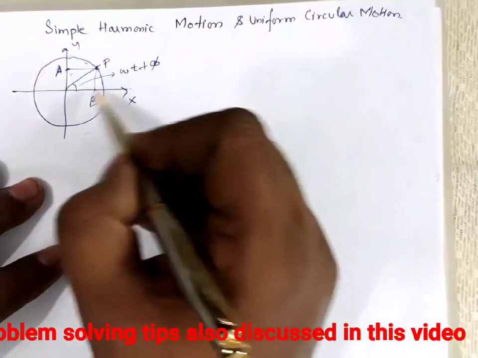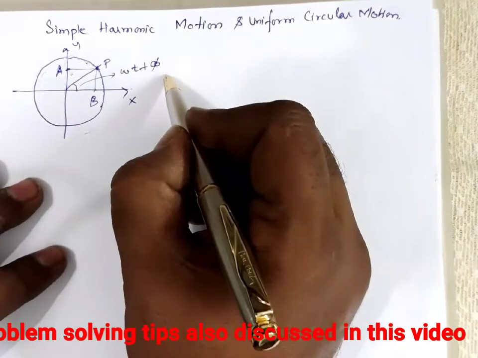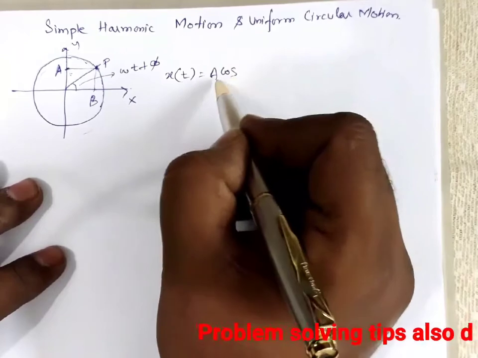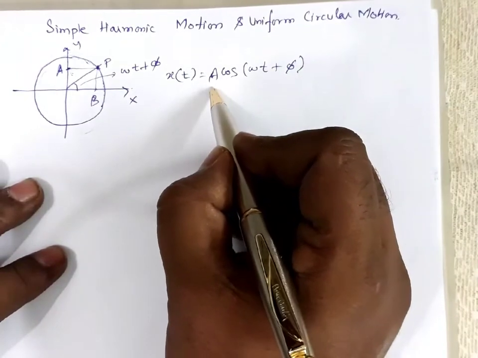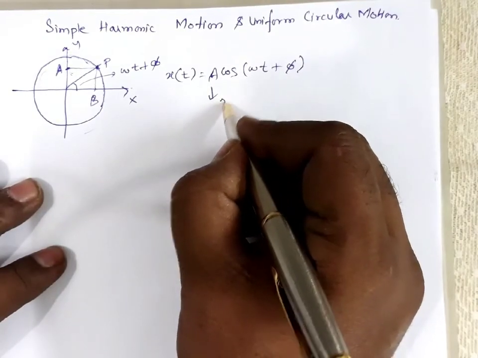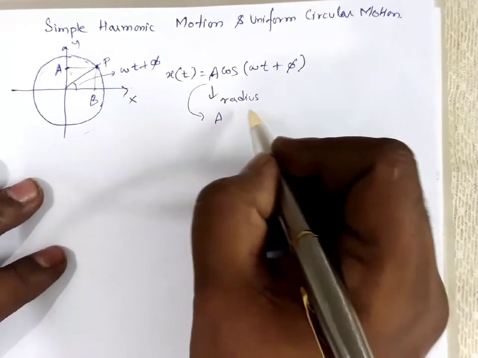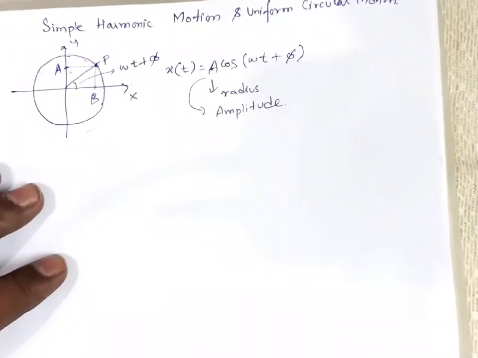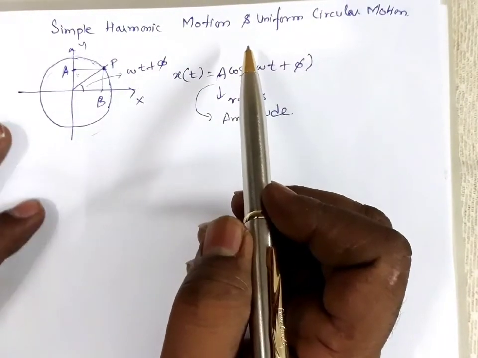So for this case I can write the equation of the particle undergoing motion as x of t equal to a cos(omega t plus phi). In this case a is the amplitude. For this circle, a is the radius, and for the motion it represents simple harmonic motion, it represents the amplitude. So this is the basics of the relation between simple harmonic motion and uniform circular motion.